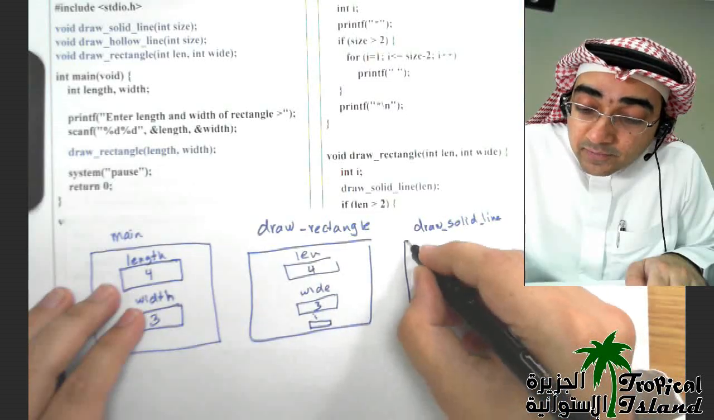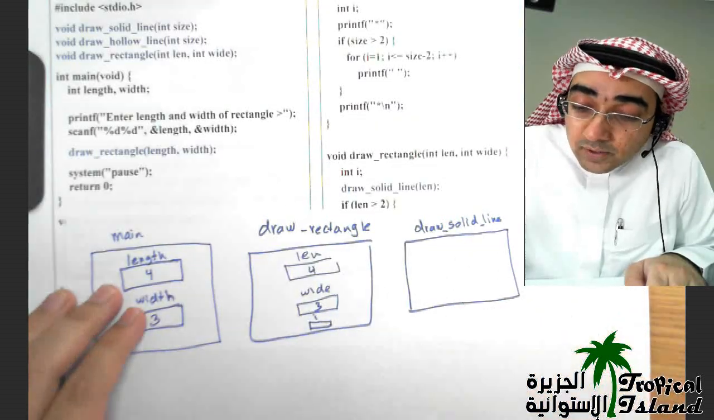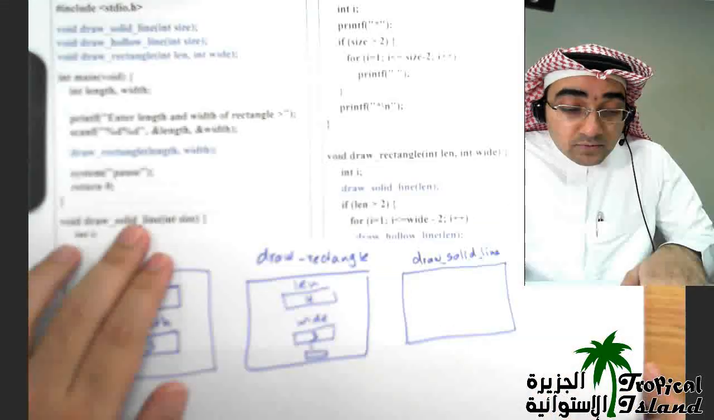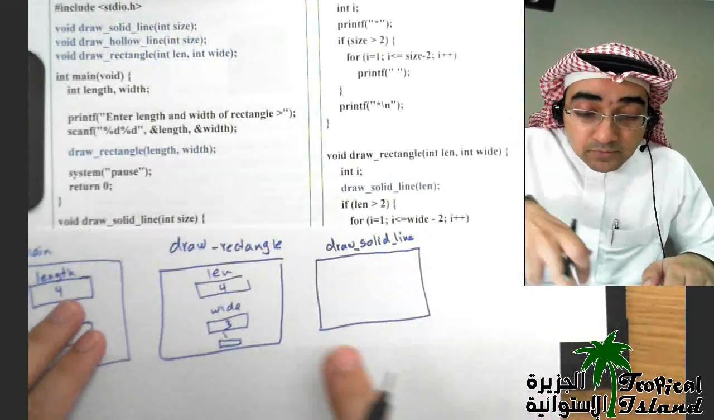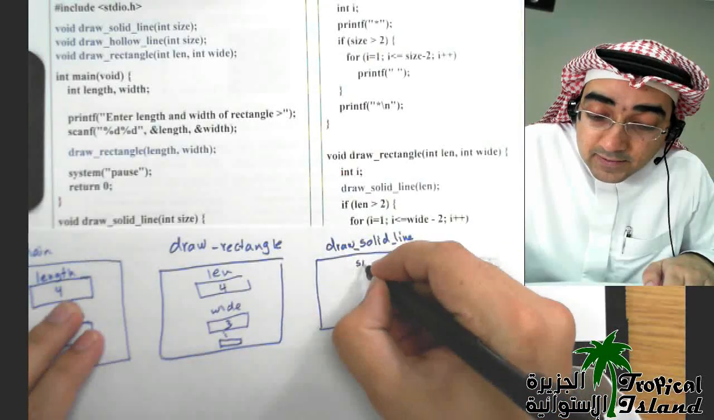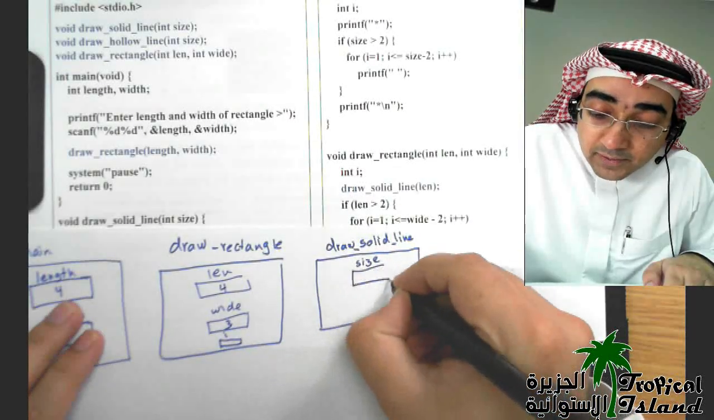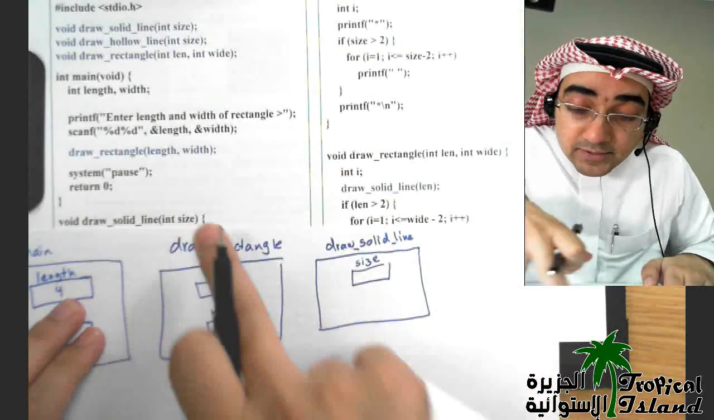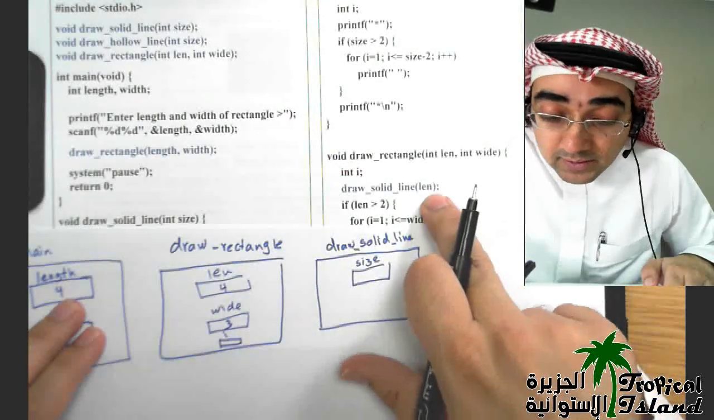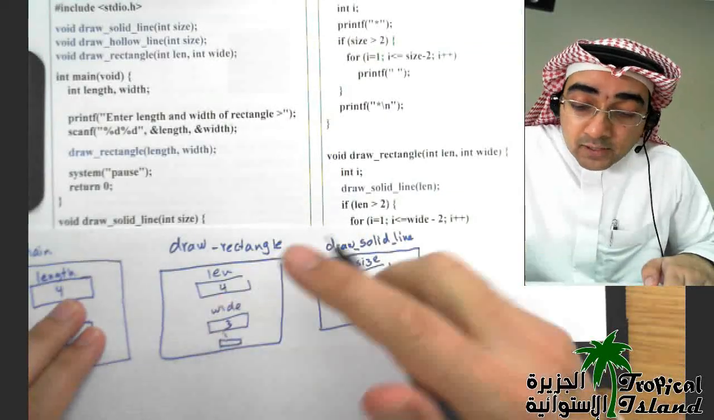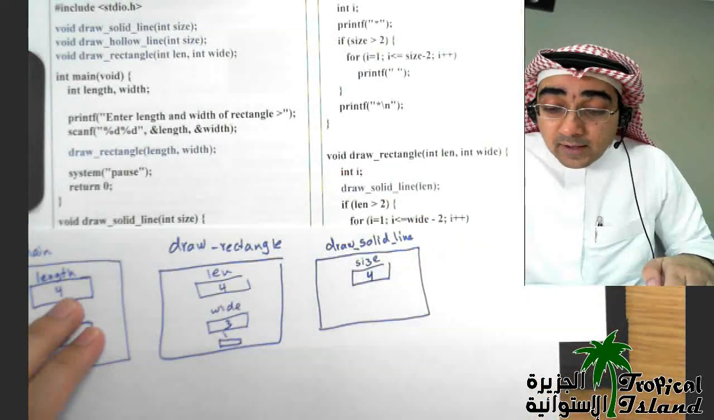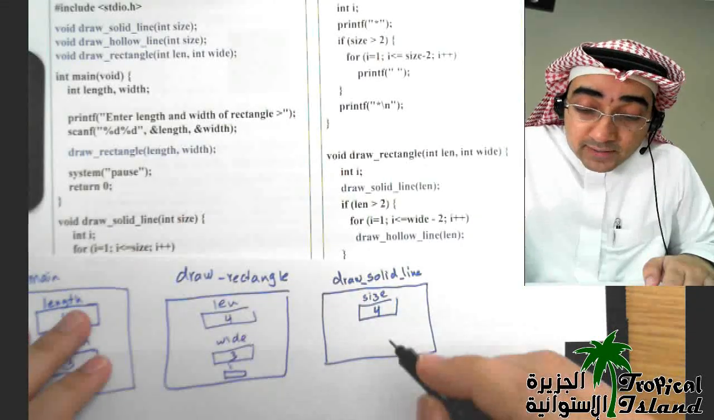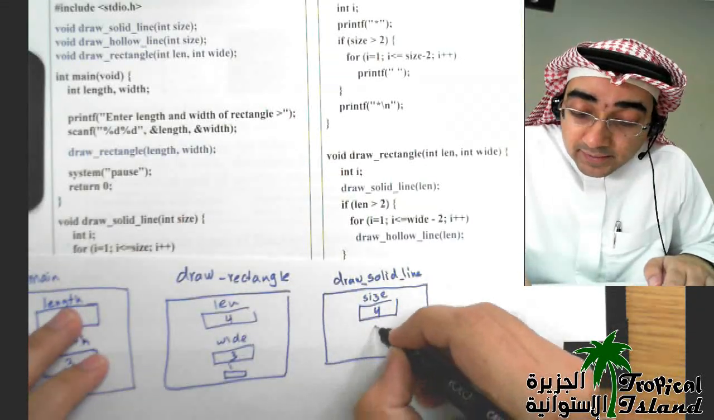This memory is going to be allocated for me, and I'm going to go to the draw solid line. I come over here and say I have a size as a variable declared for me, and it's of type integer. What is the value that the size is going to take? The value passed to it is the value of len. So I take whatever the value of len is and put it over here, so I'm going to have 4.